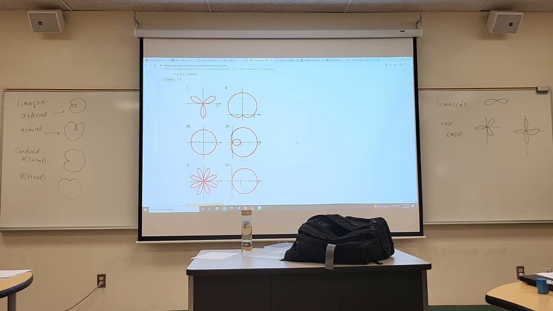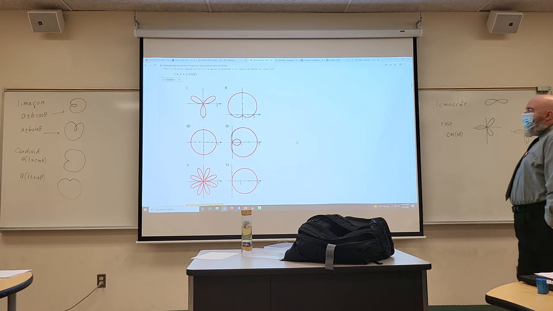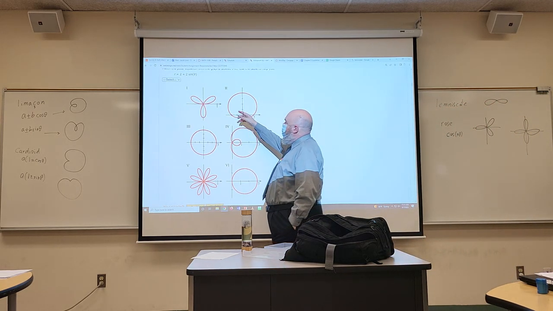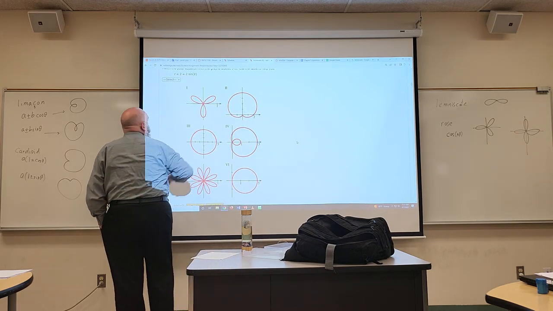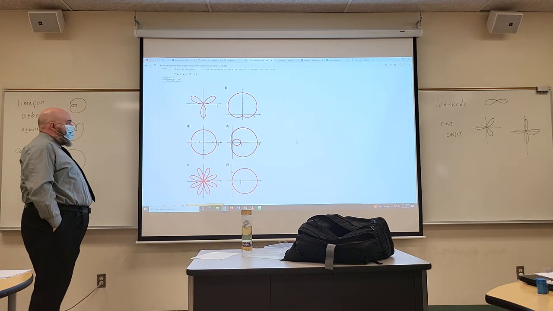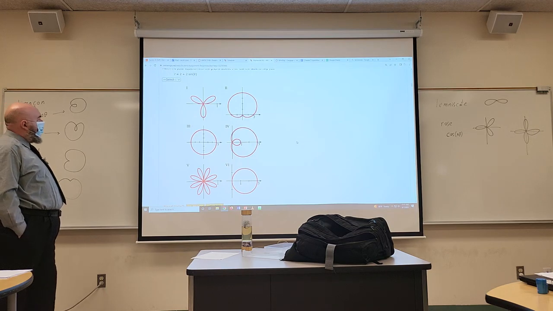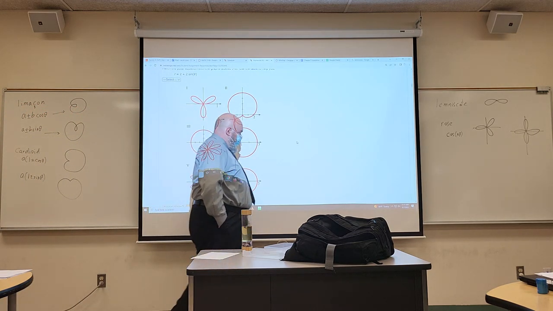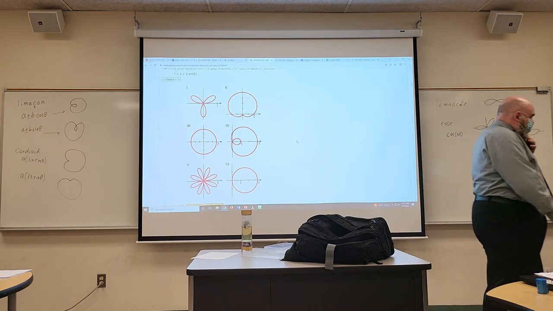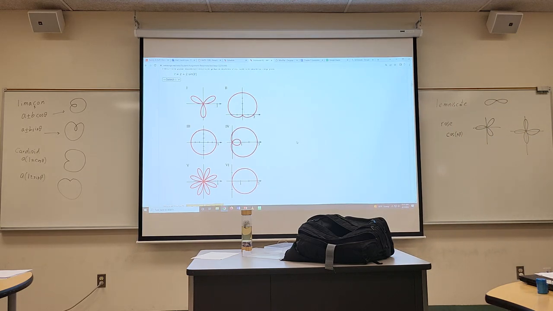Alright, so first of all, just identification. Based on this graph, r equals 2 plus 2 sine theta, only one of these curves is a possibility. Which one is it? The bottom. We're going to have to be a little more specific. Top right, number 2. Number 2, thank you.